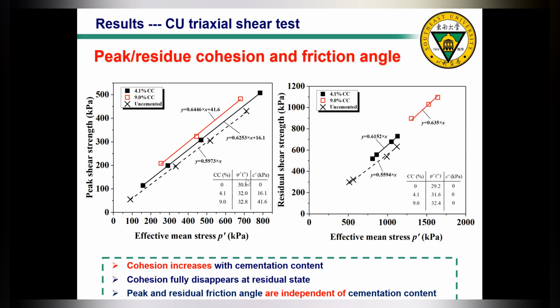However, if we look at the effective friction angle, actually it does not change too much. So it means that the peak friction angle is sort of independent of cementation content. Then for the residual state, firstly, we find that the cohesion is fully mobilized, so there's no cohesion at this state. It means that all effective bonding has been broken at the residual state. And secondly, if we look at the effective residual friction angle, again, it does not change too much with the cementation content.